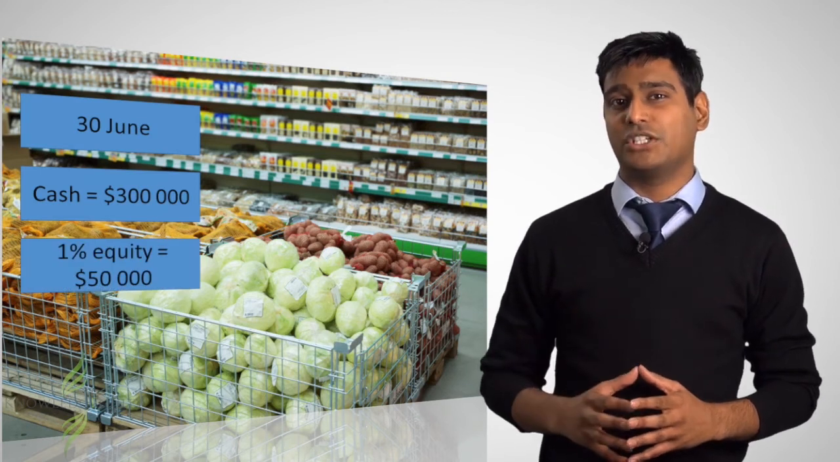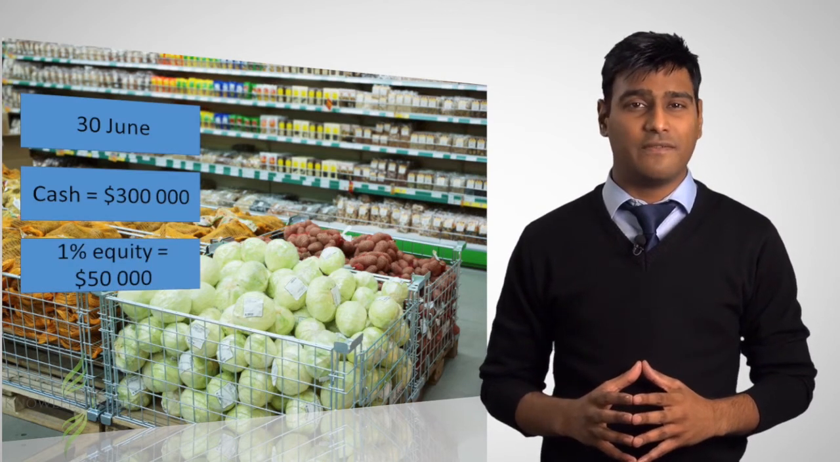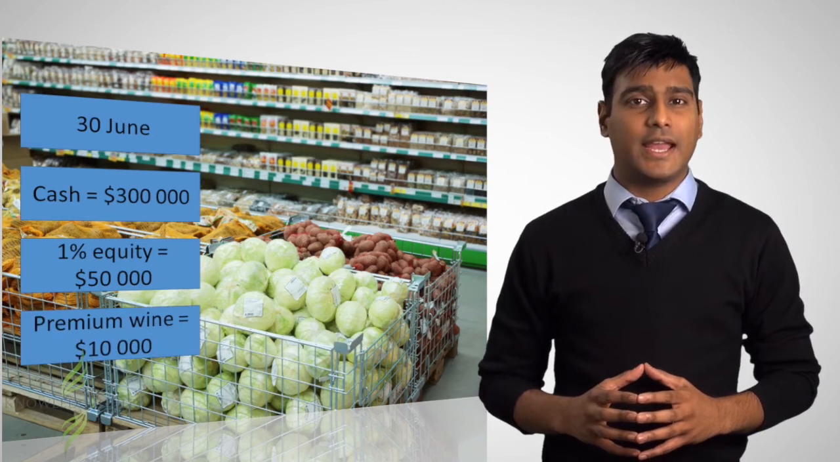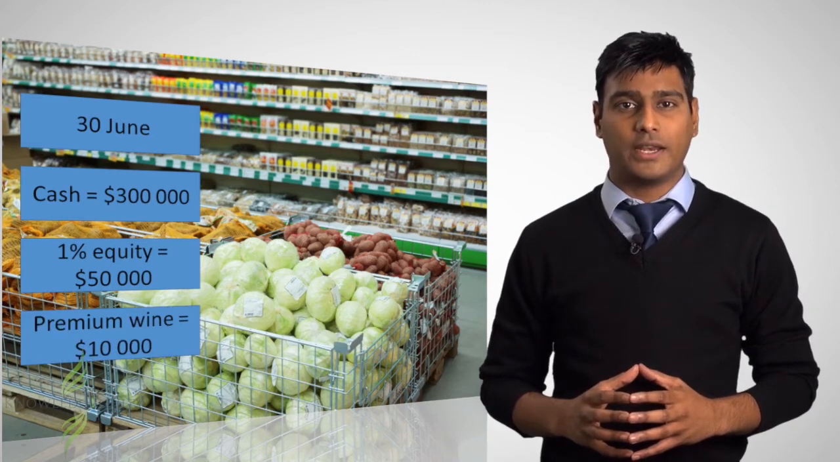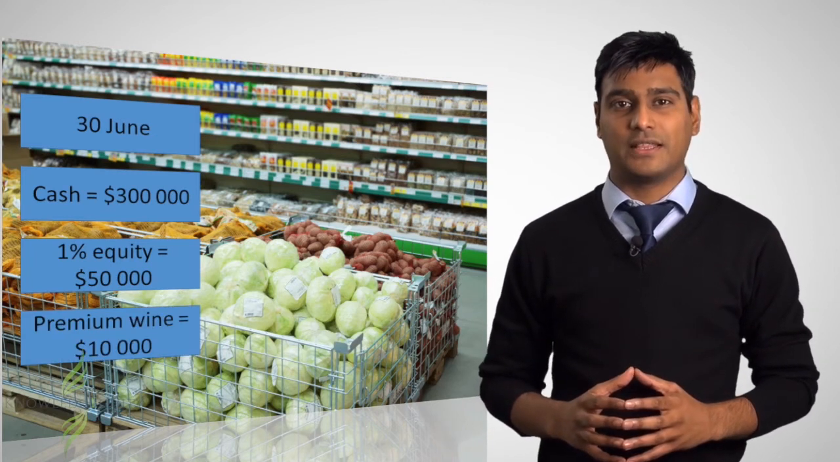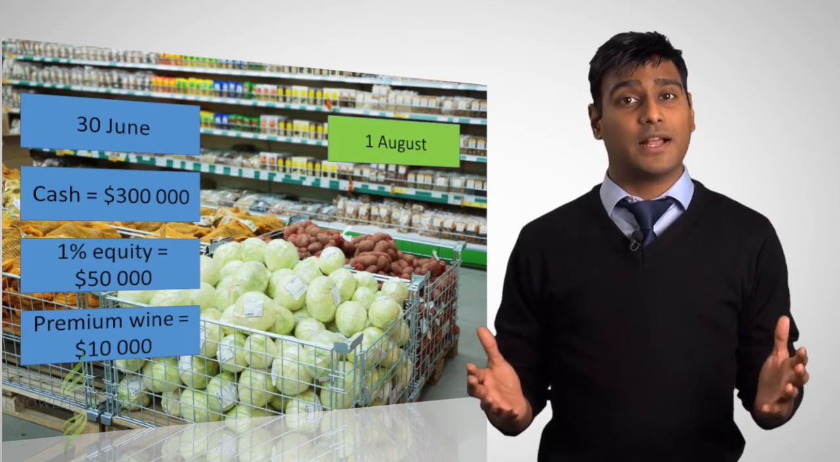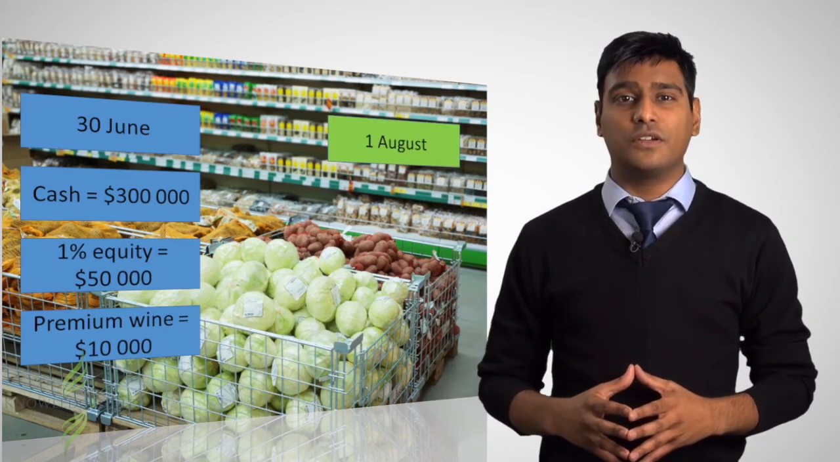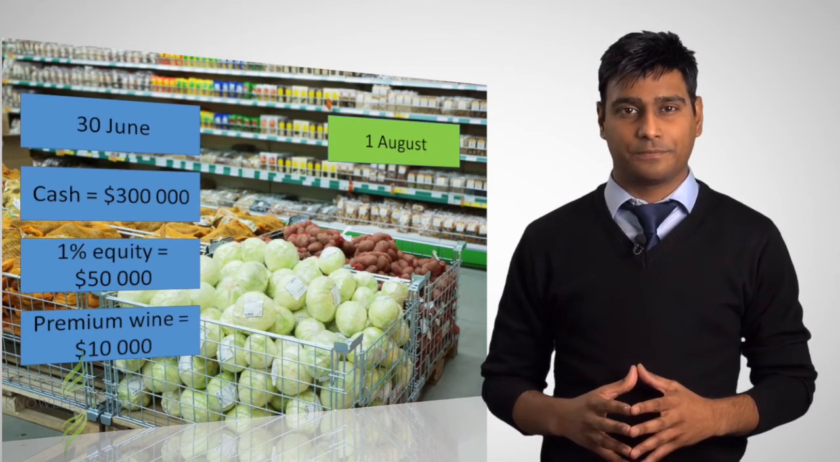Its only competitor in a local town is Basa's, which is owned by Ismail Basa. On the 30th of June, Alfred Stores made a proposal to purchase Basa's business. The proposal included a cash amount of $300,000, a 1% shareholding in Alfred Stores with a fair value of $50,000, and a selection of premium wine which had a cost price of $10,000. Ismail accepted the proposal, and on the 1st of August the acquisition took place.